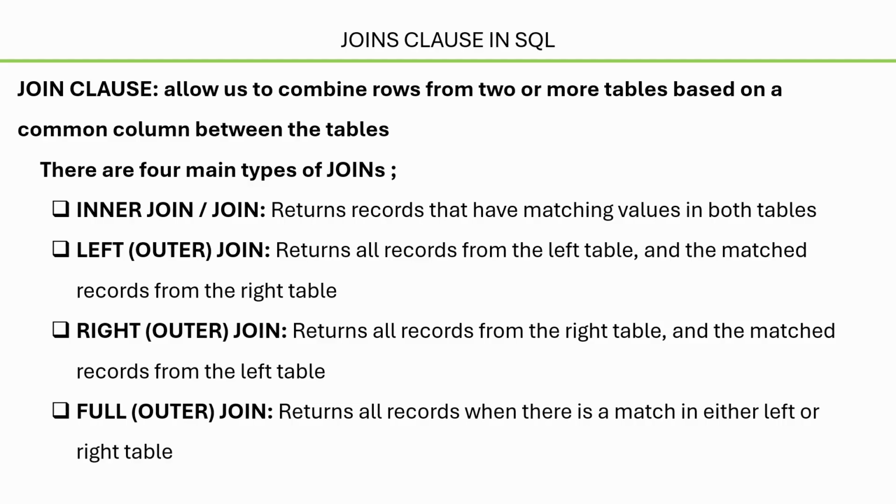The right join is just the opposite of the left join, and what it does is that it returns all records from the right table and the matching records from the left table. Now, the full outer join is a combination of the left and the right join. So what it does is that it returns all records when there is a match in either the left or the right table. All right.